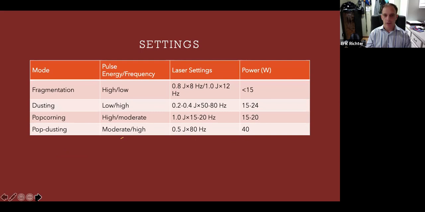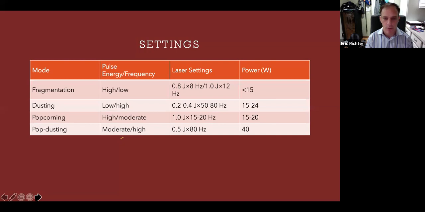So these are some various settings. This is a good slide to keep in mind for what you would use. For fragmentation, high energy, low frequency, so you have like 0.8 joules and a pretty low frequency, like 8 hertz. This is classically what we used to do with the low powered laser before we got the high powered laser. The dusting is a lower energy, 0.2 to 0.4 with 50 to 80 hertz.